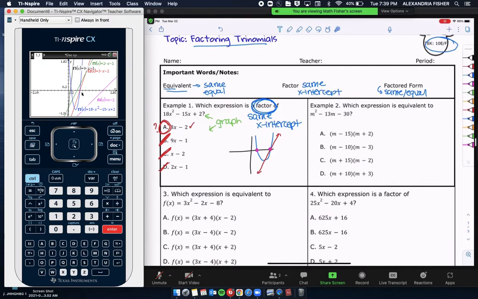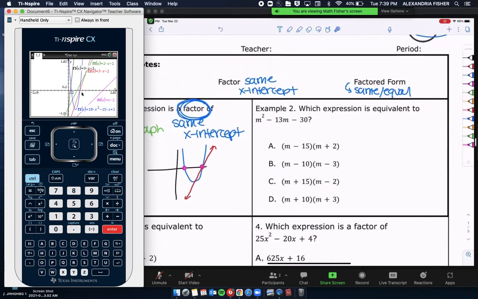So let's try example 2. Which expression is equivalent to m squared minus 13m minus 30? Now this question has two ways to solve it, and I'm going to show you both ways. Okay. So the first way, well, let's first find the important word. It's equivalent. Equivalent means same or equal. So to do this, we can change everything to x. We can change everything to x and graph it. That's a pretty easy way. Look for the same graph.